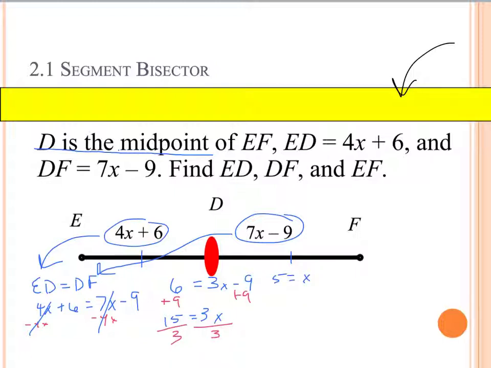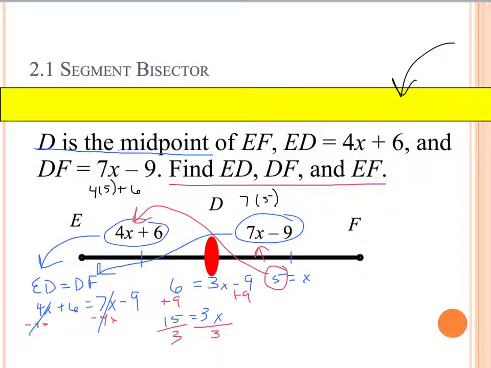Now, in your head, you should be thinking, all right, am I done? And your answer is no, we are not done yet. We found what x is, but the question asks, find ED, DF, and EF. So what we have to do is plug 5 in for our equations and solve. Okay, so if I plug 5 in for these equations, because x equals 5, I have up top 4 times 5 plus 6 and 7 times 5 minus 9.